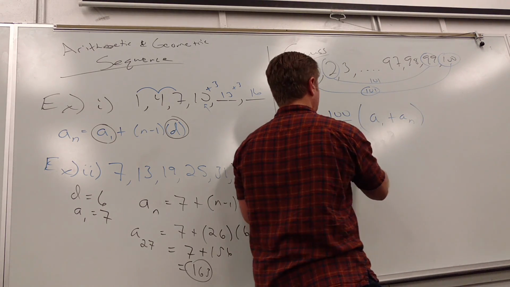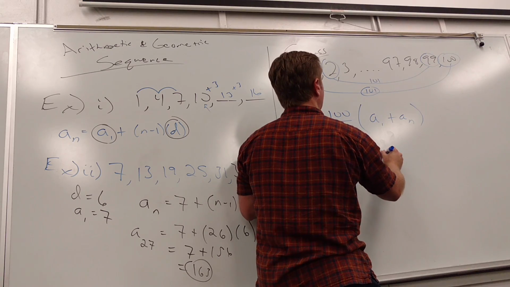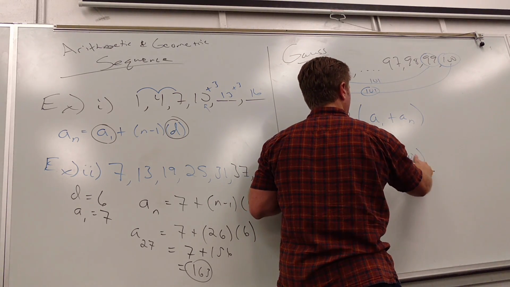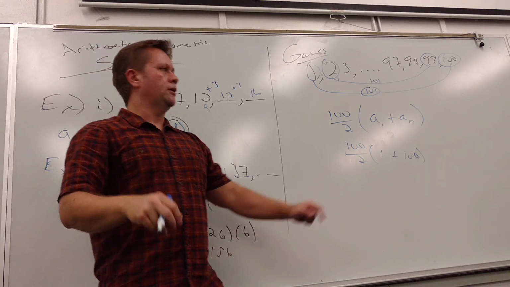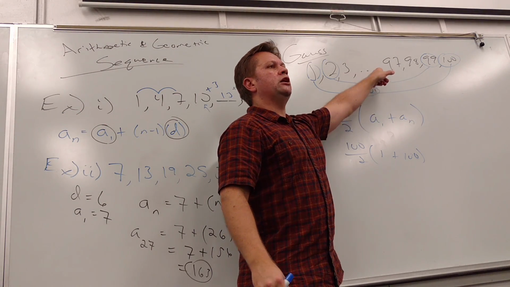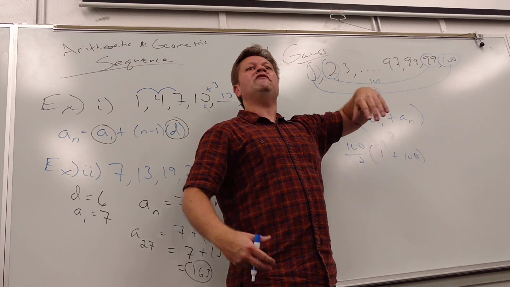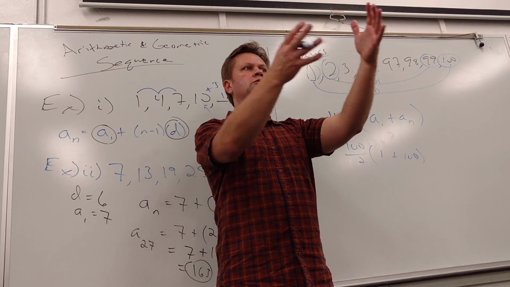Well, I should put the extra. So it's 100 divided by 2 times 1 plus 100. Let me stop there for a second. Do you guys understand the basic idea here? I'm going to have 101 plus 101 plus 101, but how many of them am I going to have? I'm going to have 50 of them. So I'll just do 50 times 101.